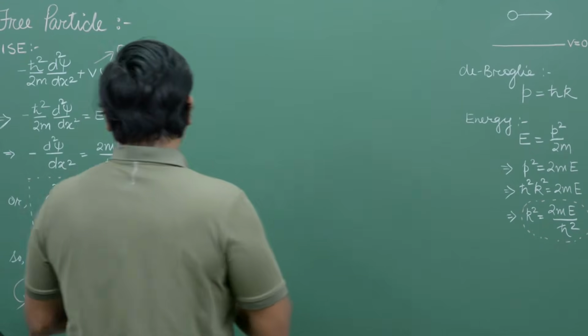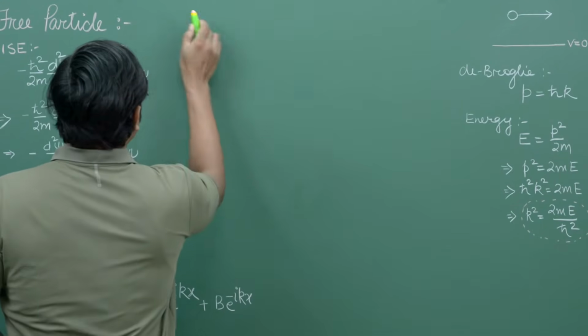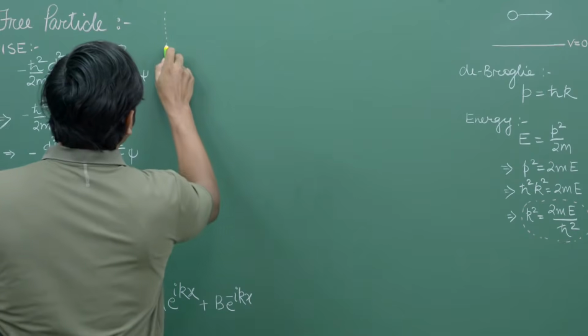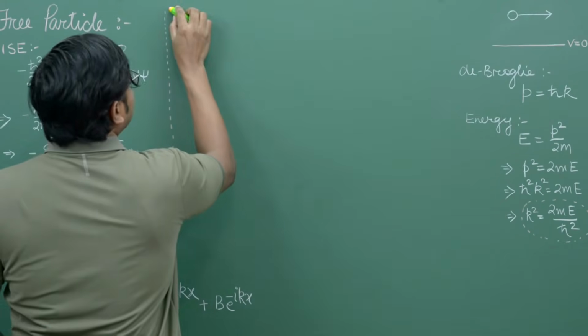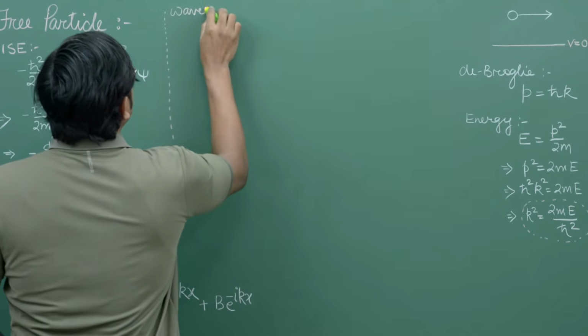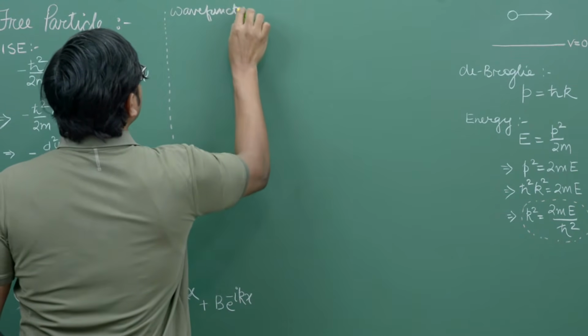Now if I want to write down the complete wave function solution, for that I will have to include the time dependent part. So in that situation, how do I write the wave function?